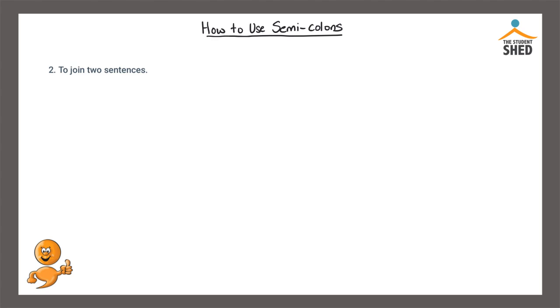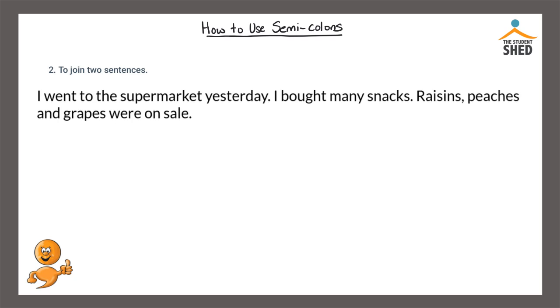Let's look at an example. I went to the supermarket yesterday. I bought many snacks. Raisins, peaches, and grapes were on sale. Here we have three separate sentences, but the three sentences are all related. So we can use a semicolon to connect two of these sentences together, not all three.